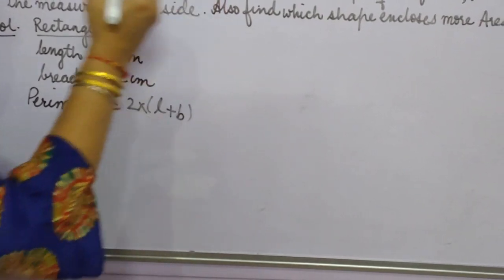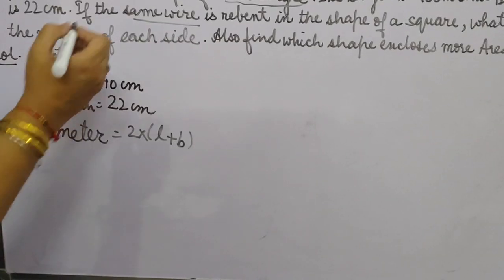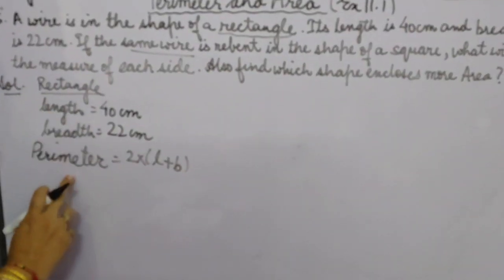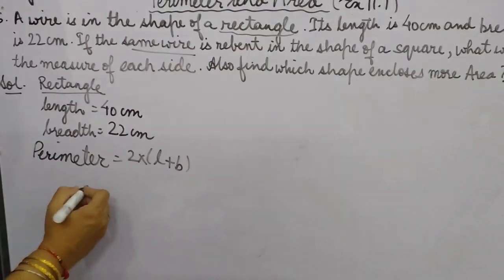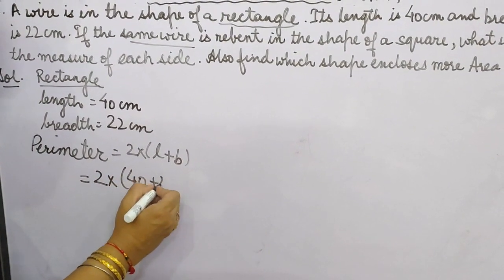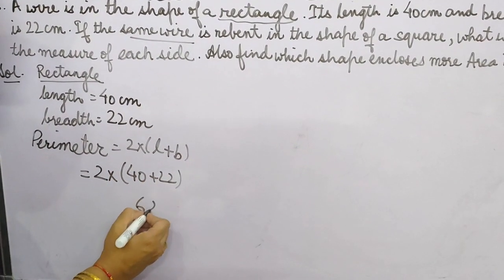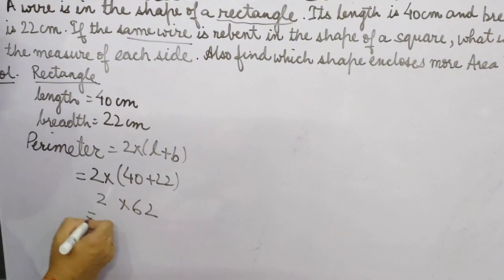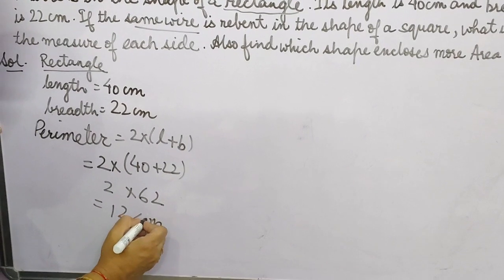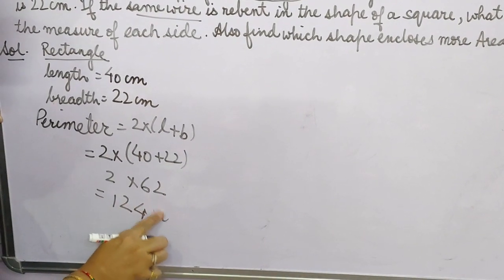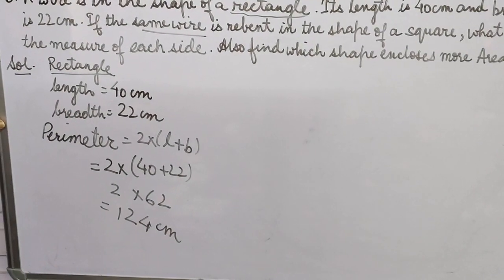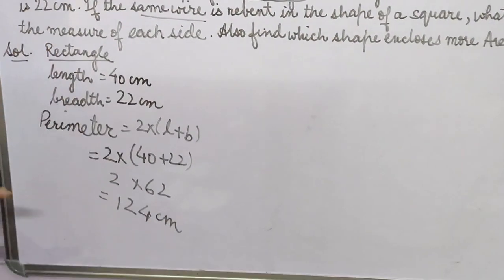Because the length of the boundary, the length of the wire, is in consideration. When we talk about the boundary, we always find out the perimeter. So it is 2 multiply 40 plus 22, and 40 plus 22 is 62. When you multiply it by 2, you get 124 centimeter. So this is the perimeter of the rectangle.